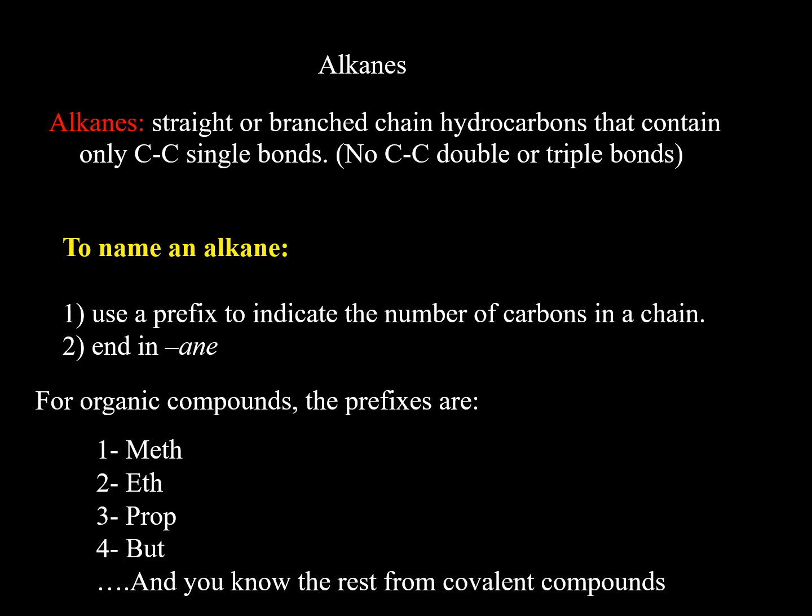Alkane. So alkane means that all the carbons are singly bonded. There are no triple bonds or double bonds. It's important here to learn this nomenclature, the way we name. So if there's one carbon in your structure, we use the term meth. If there's two carbons, we say eth. If there's three carbons, we say prop. And if there's four carbons, we say but. And you know the rest, we will count up to 10.